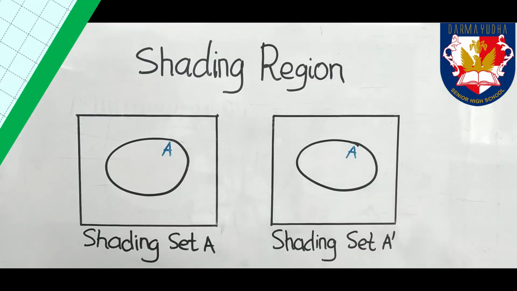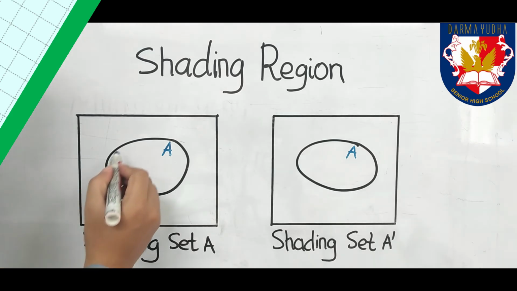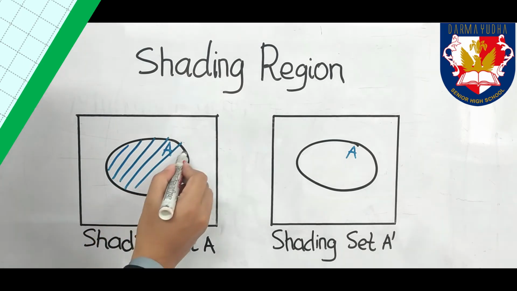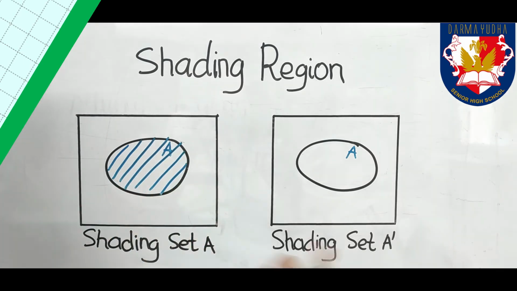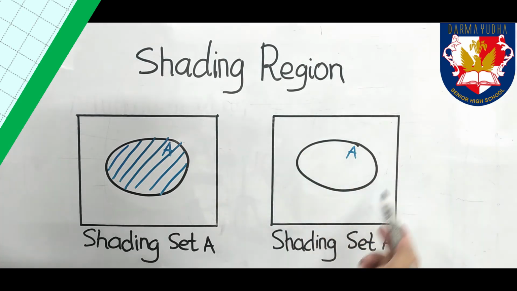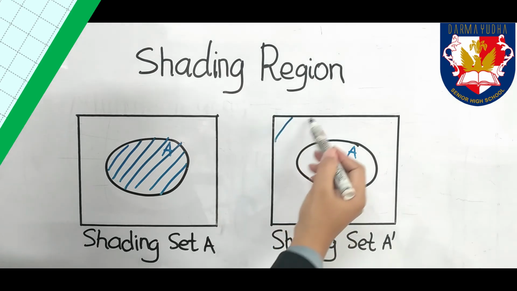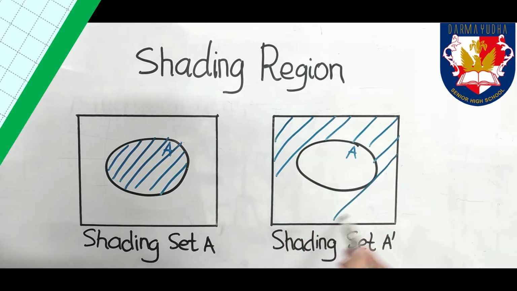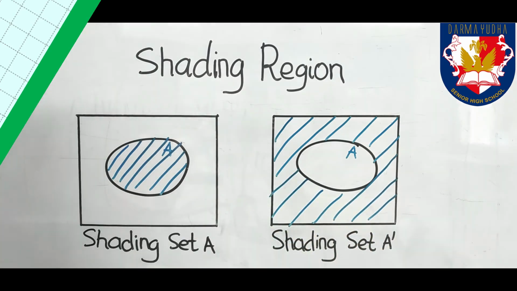Shading a region. How do we shade set A? We need to shade the region inside set A. Remember, only inside set A. And how do we shade the complement of A? We need to shade outside of set A, all the region outside set A. Now we shade like this. Outside A, remember, only outside A. That's how we shade the complement of A.